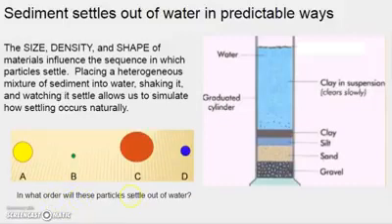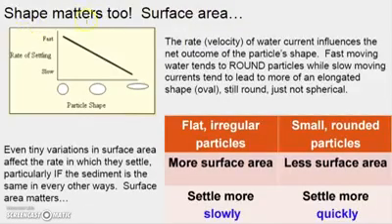So in what order will these particles settle out? Well, based on what we know here, we'll just assume that they're all the same material. C is going to settle first, then A, then D, then B. The shape of the object matters too. It's all about surface area.